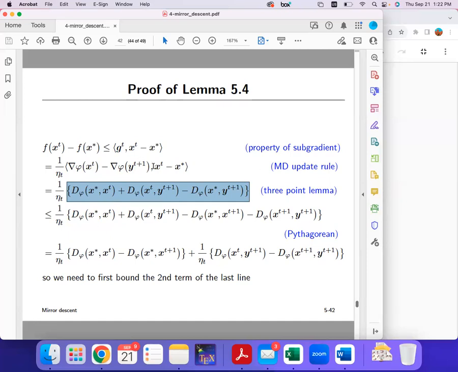So this is related to 3 Bregman divergence terms. Okay. Now the first 2 terms, we keep them. So these are the same. For the last term, we use the Pythagorean lemma that we just developed. So this divergence term is less than or equal to these 2.